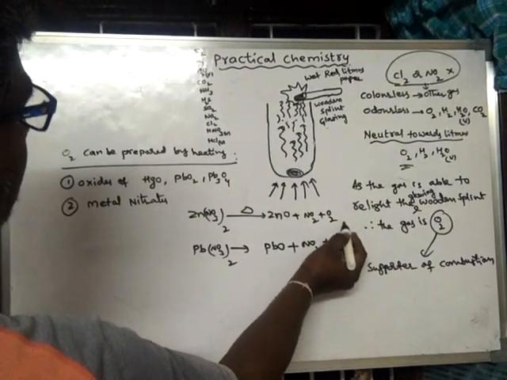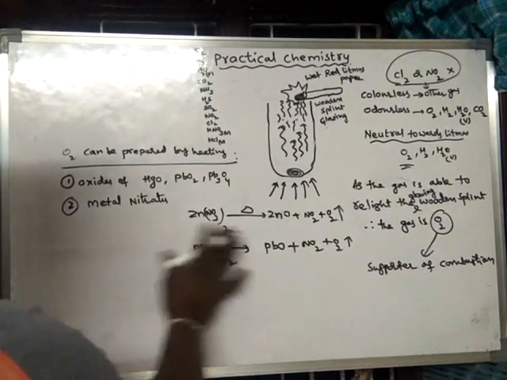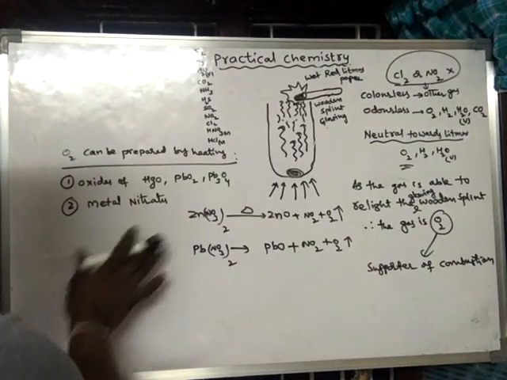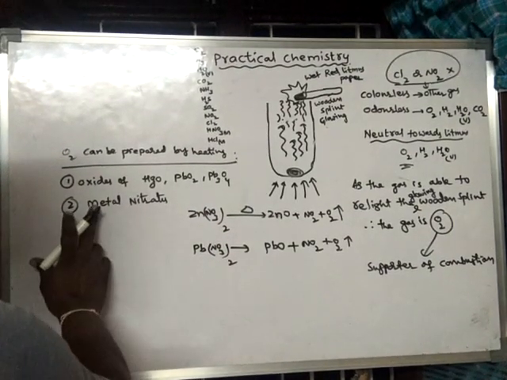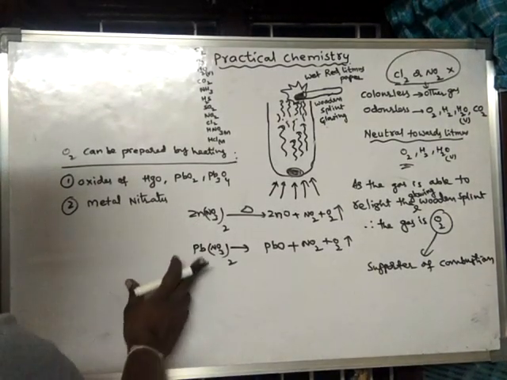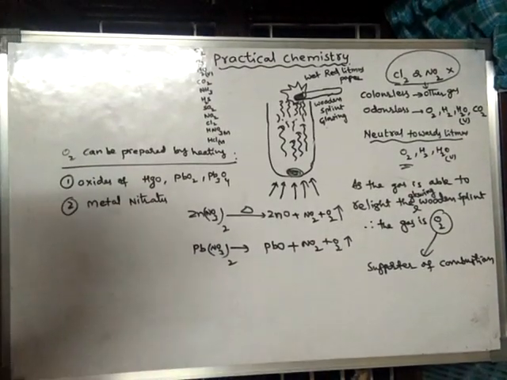See, I am not balancing here. Simply I am writing what are the substances formed when these particular substances are heated. These are the nitrates. So when metal nitrates, that means zinc is a metal and lead is a metal, are heated, what happens? Oxygen gas is evolved.